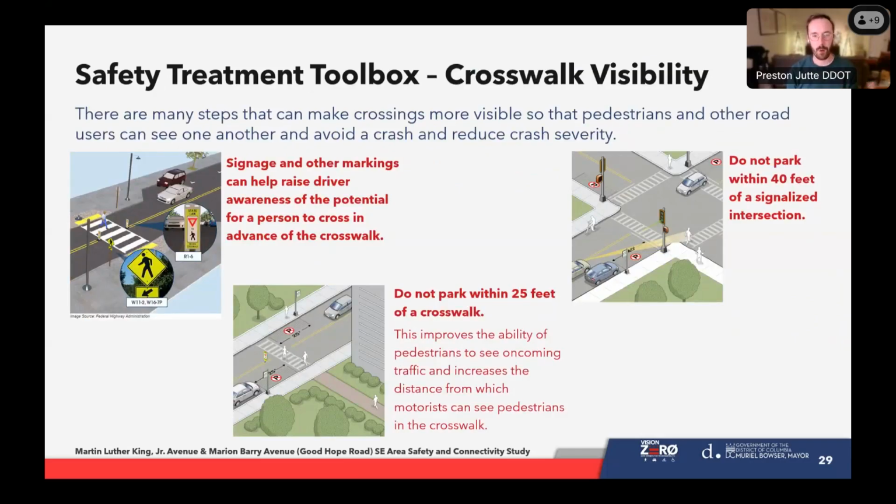Again, to that visibility point, we can't have parking within 25 feet of a crosswalk and within 40 feet approaching a signalized intersection. I know sometimes that's challenging if maybe signage has been incorrect in the past, but these are standards. It's for safety. It's really essential to make sure that drivers and pedestrians can see each other so you can make those safe decisions when navigating conflict points like crosswalks. Next slide, please.